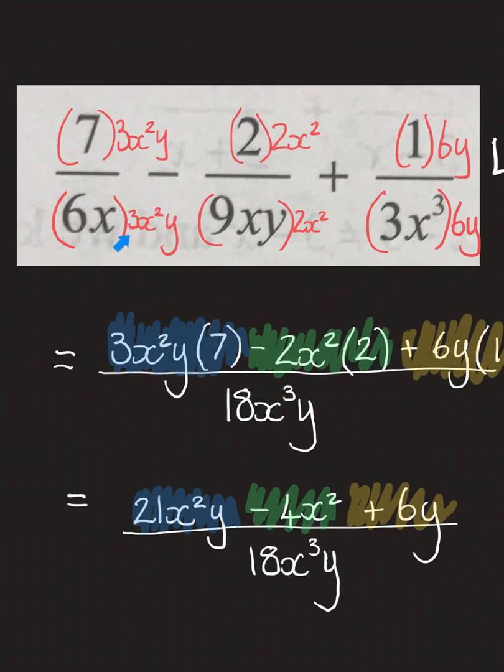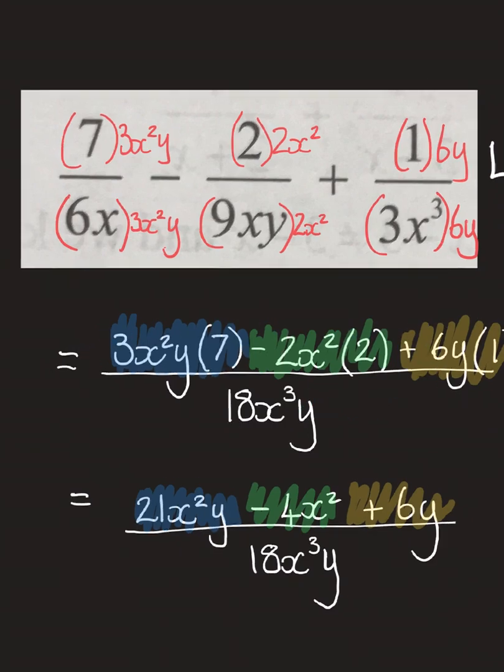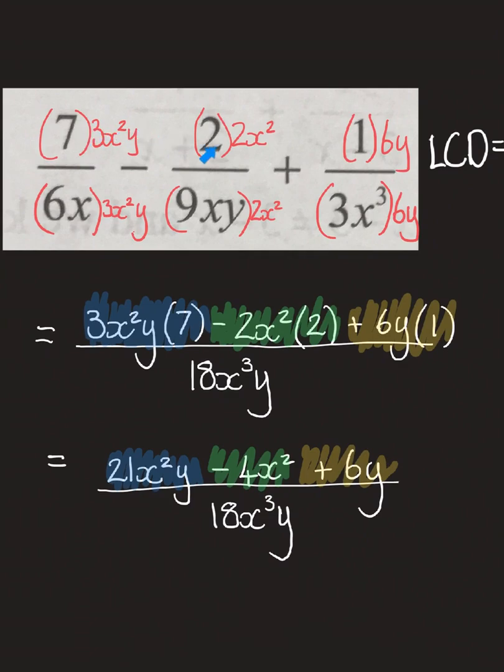I've then taken that amount that I'm multiplying the denominator by and multiplied the numerator by it. This line underneath is just a fancy way of writing the calculations that are above. So rather than writing 7 with 3x squared y, I've done 3x squared y times by 7. And then over here, I did the 2x squared times by 2, and lastly, 6y times by 1. You don't have to write it like that, it just looks pretty.